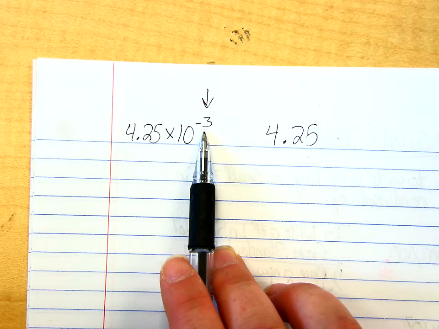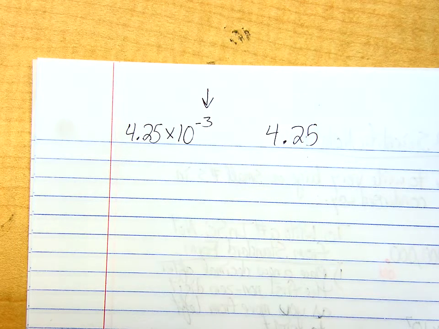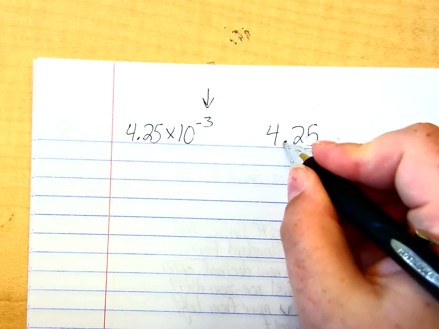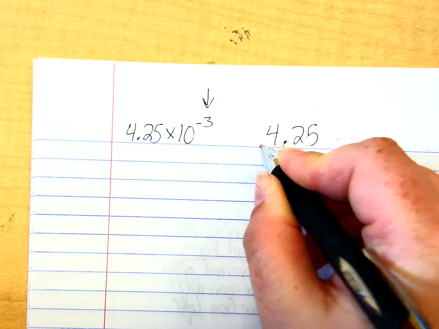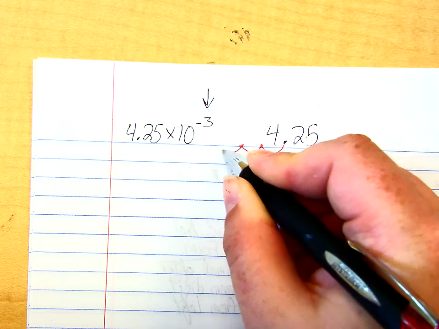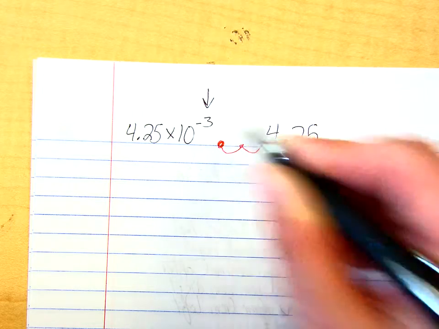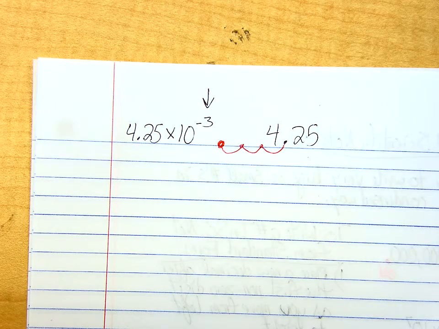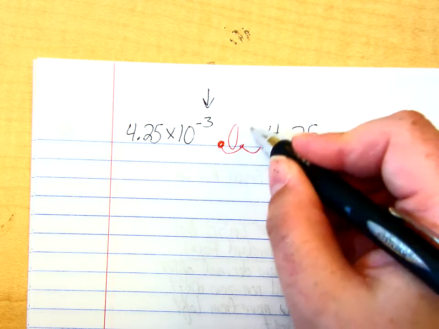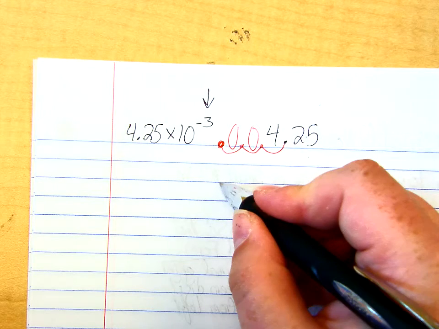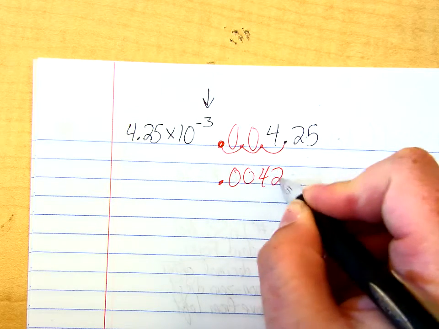Well, is negative 3 to the left or to the right? Left. To the left. So I'm going to move it 3 spaces. That's 1 space, 2 spaces, 3 spaces. That's where my decimal is going to end up. And then you just fill in those holes with zeros. So your new number is 0.00425.